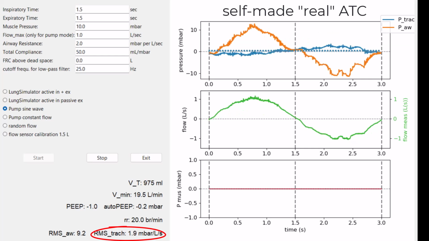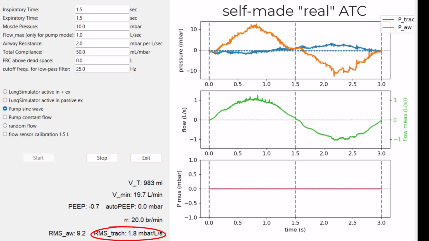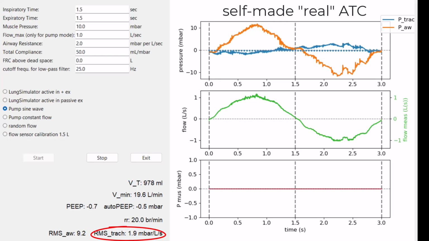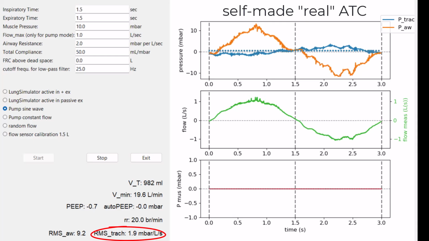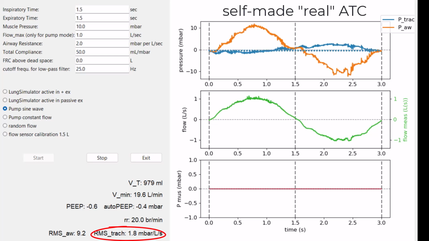Now compare this to my 3D printed self-made ATC ventilator. This is how ATC should really look like. A nearly constant tracheal pressure and a negligible added resistance of less than 2 millibar per liter and second. If you're not convinced by these measurements, do yourself a favor and breathe through a 7mm endotracheal tube connected to a commercial ventilator. Believe me, you will not tolerate this for very long, and neither will your patients.